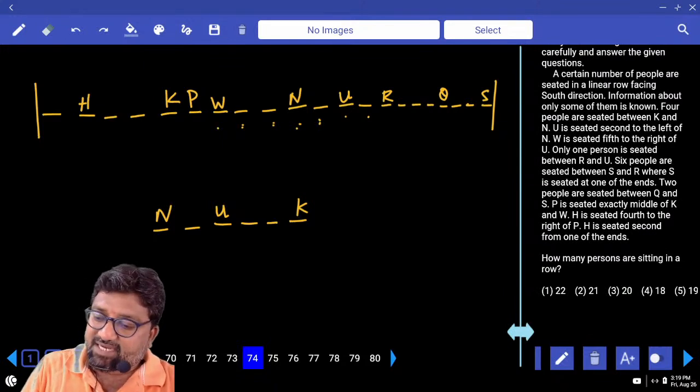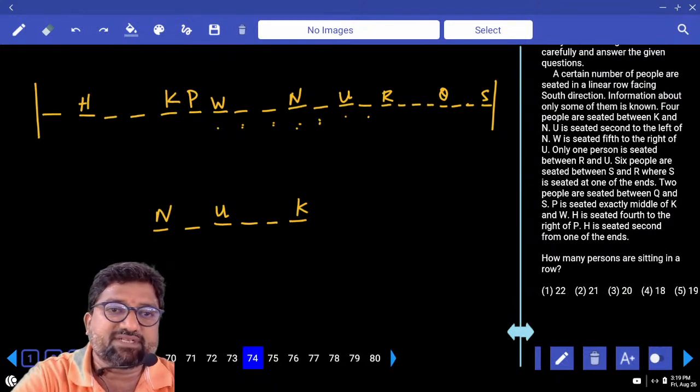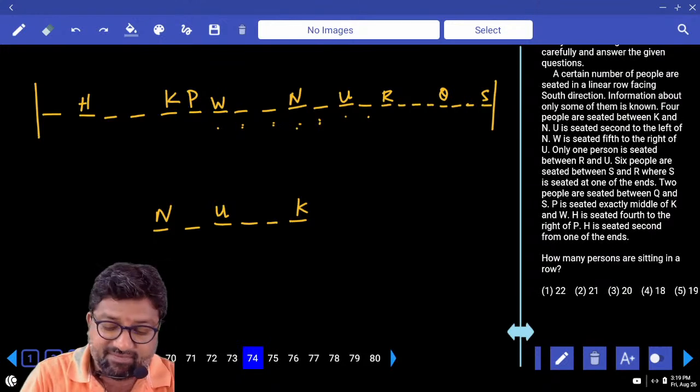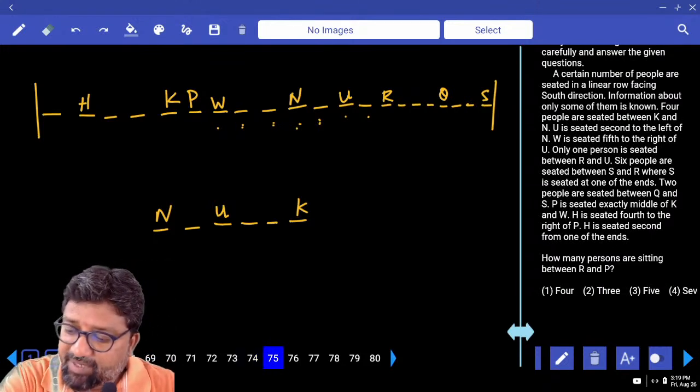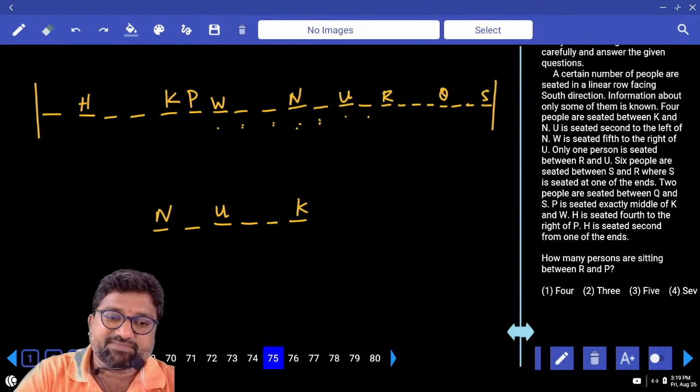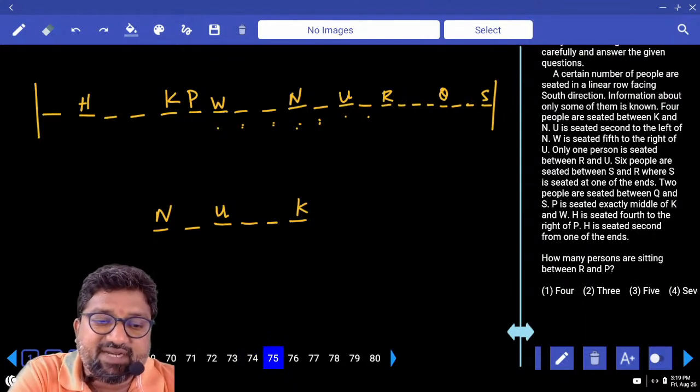How many people are seated in a row? Come on, how many are seated? 20. How many persons are sitting between R and P? How many persons between R and P? 7.